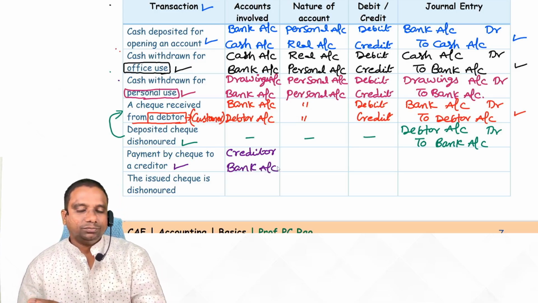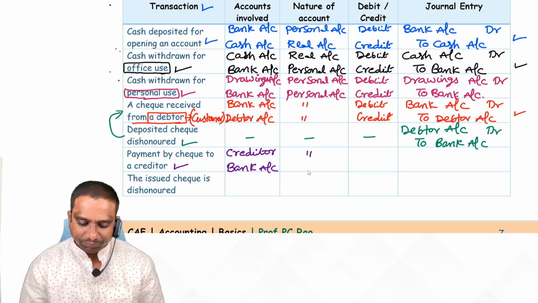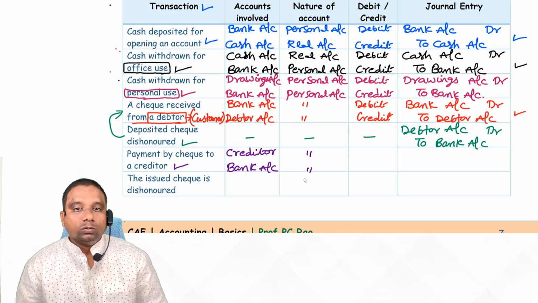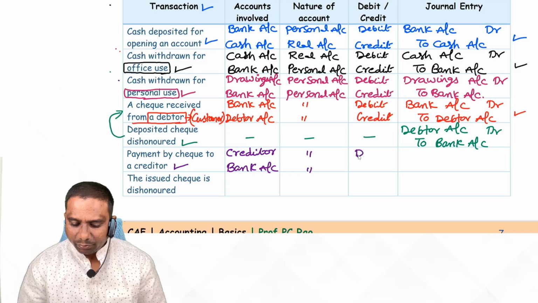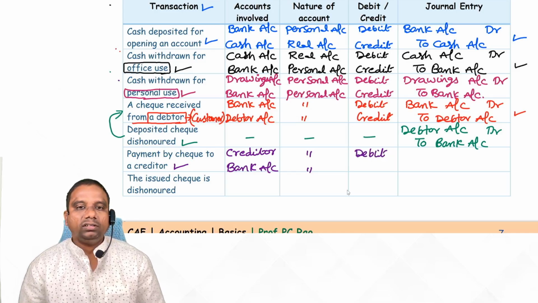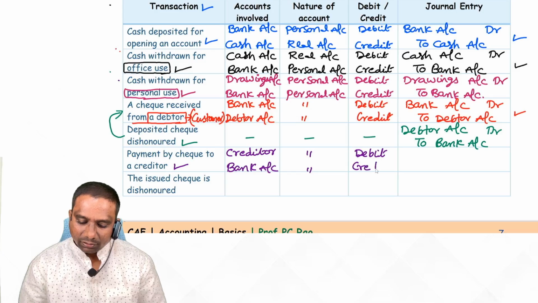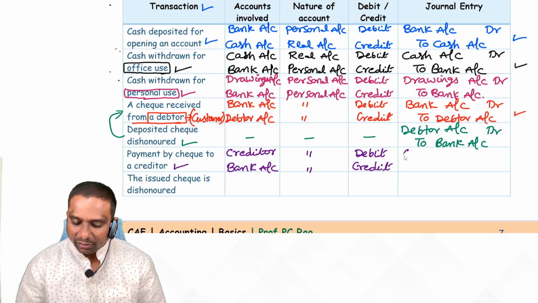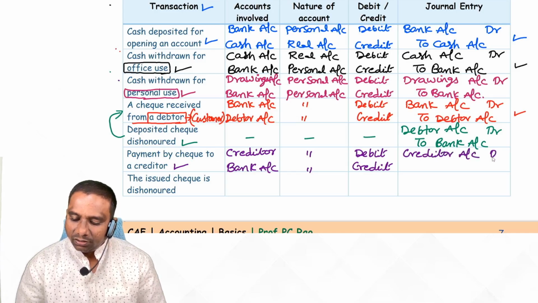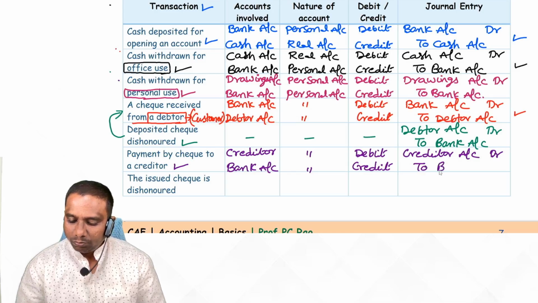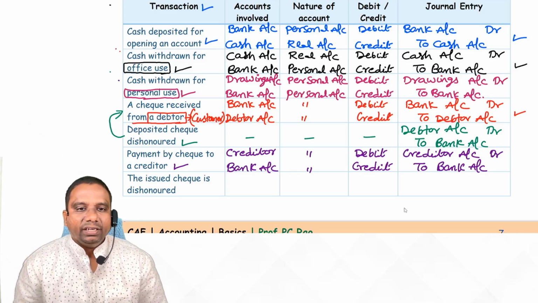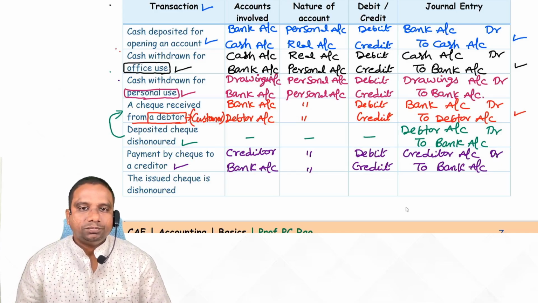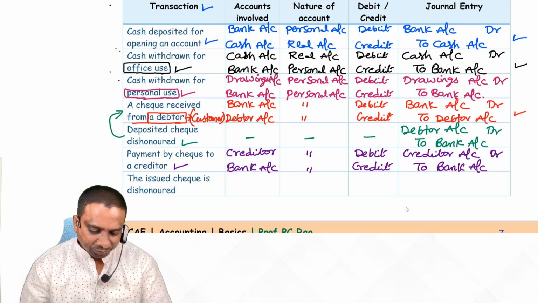Creditor is a personal account, bank is also a personal account. Debit or credit? Debit, because the creditor is the receiver. Bank is the giver, credit. So the entry: creditor account debit to bank account. Understood this? Next one.